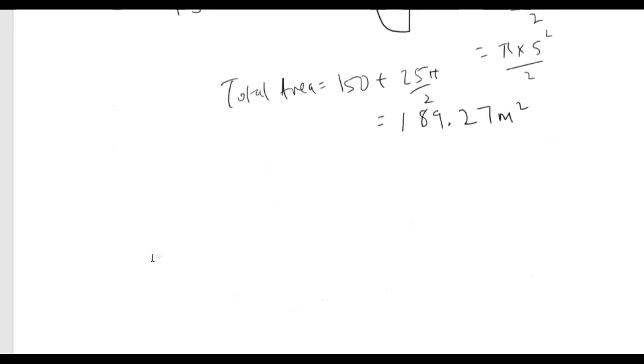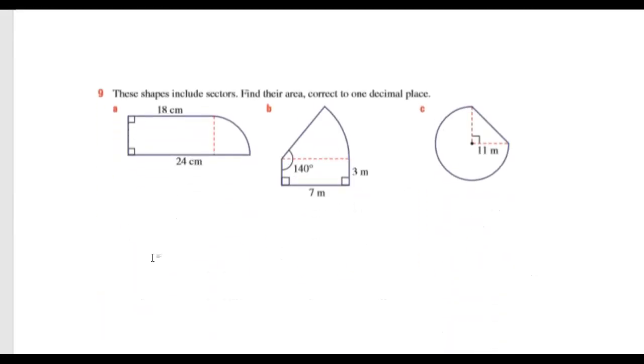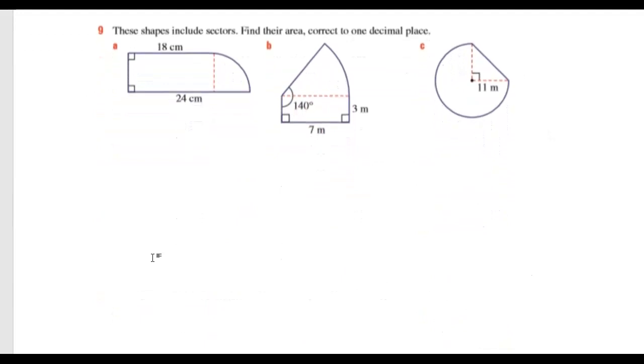All right, let's scroll on. Question 9. So these shapes include sectors. Find their area correct to 1 decimal place. Okay, so let's do A first of all. So we're going to break the shape up. Let's break it into the rectangle first.